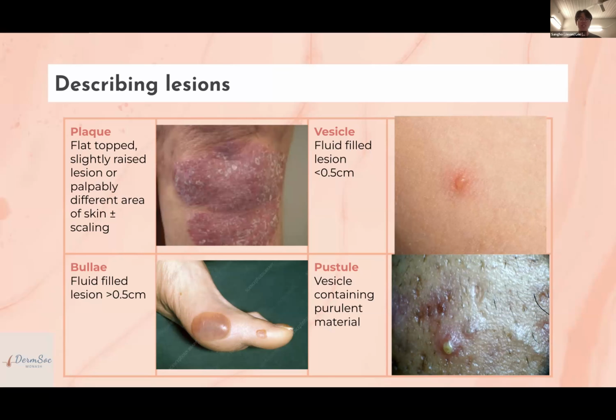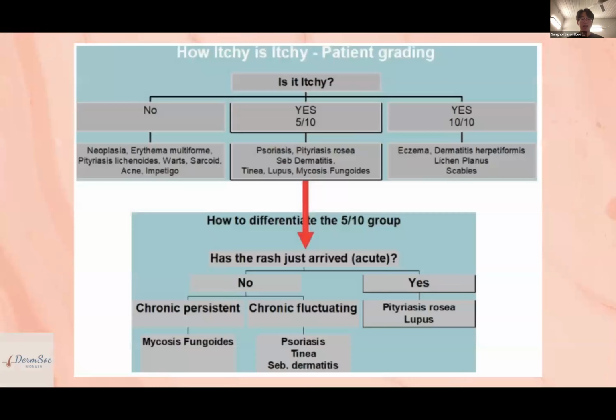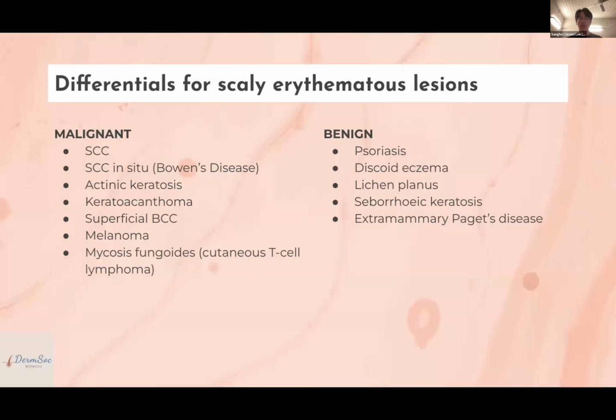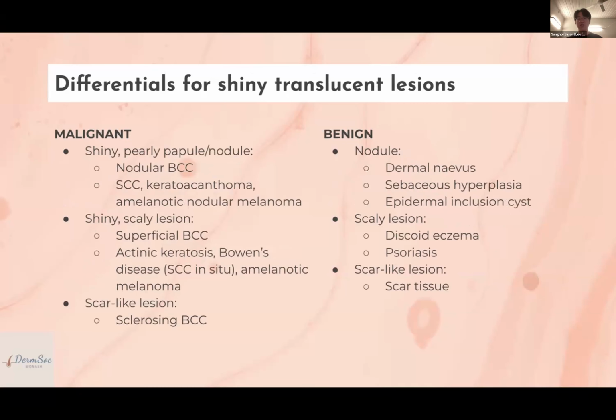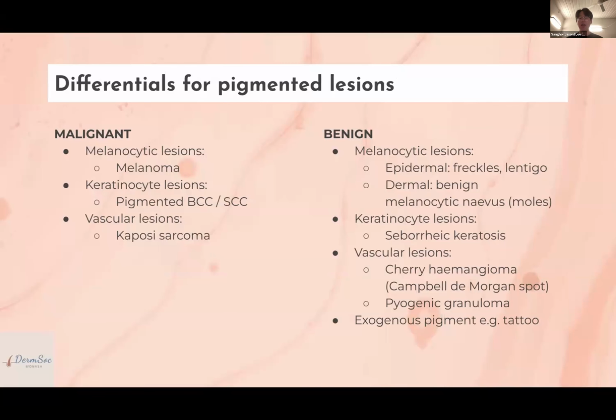There are other terminologies that people should be aware of, but I'll go through them as I mention them in the later slides. In the next few slides, I've prepared some flow charts and lists of differentials for different dermatological presentations: pigmented lesions, shiny lesions, and the like. You can have a read through them in your own time, but I think that gives you a good overview of how to think about different conditions based on the presentation of the lesions. So scaly erythematous lesions, shiny translucent lesions, and pigmented lesions.